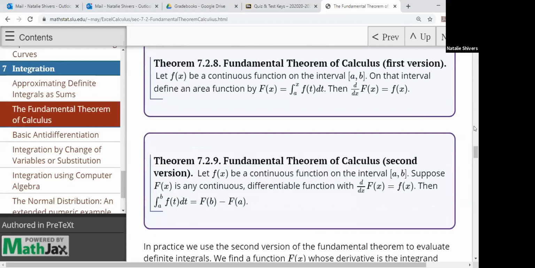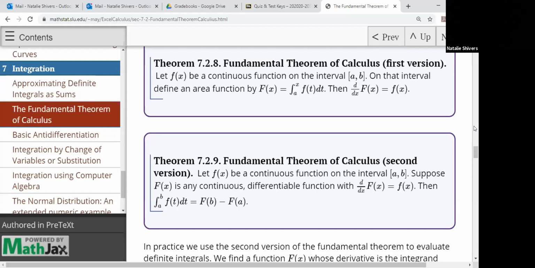And in a regular semester, I would make you memorize this, and you would pick one of them and write it on the test. But because it's open book, open note, there's really no reason for me to have you memorize this at this point. So I'm going to have you just look at it. The first one says we're going to let the function be a continuous function on the interval AB.